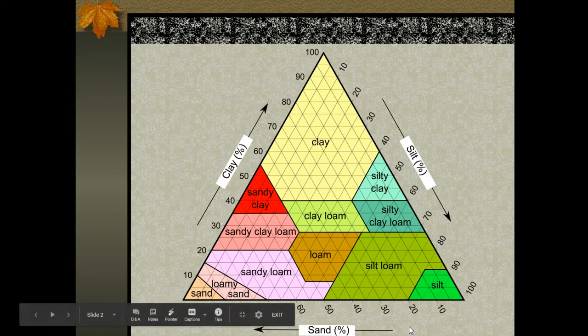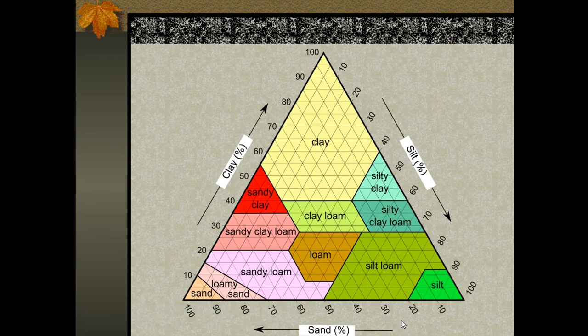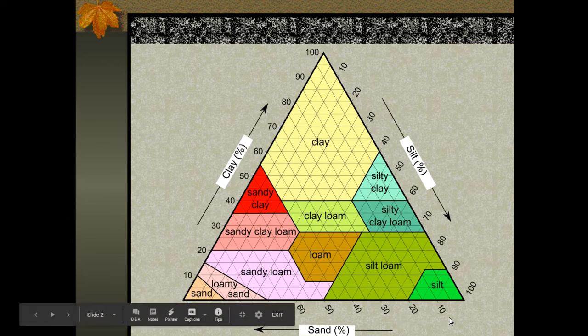So sand is located along the bottom. And you can see that when you look at the numbers, they're tilted. The tilt of the numbers tells you which of the lots of lines in the center you should follow. So because these numbers are tilted this way, sand percentages are going to follow the line that's also tilted in that direction.